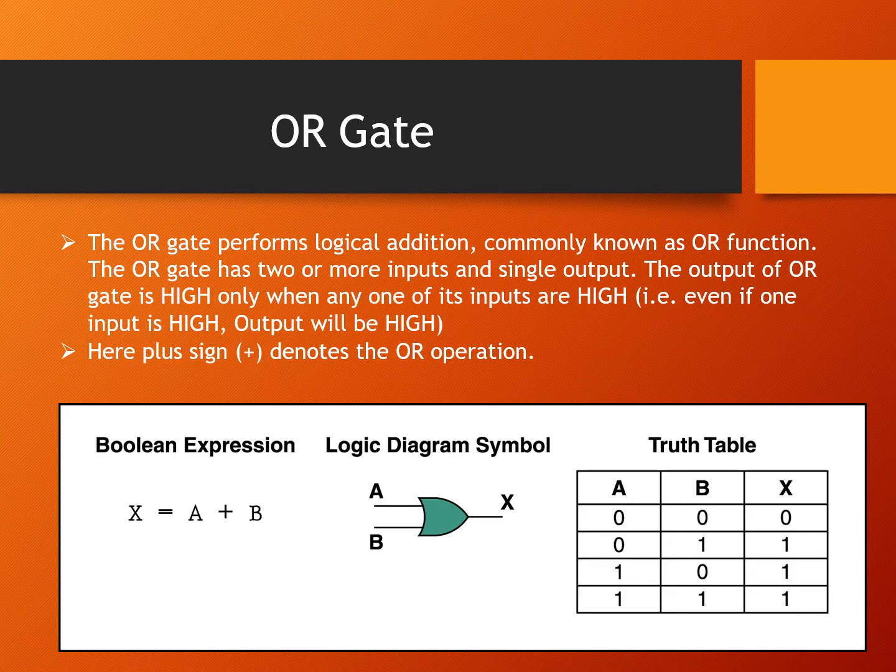The logic diagram for the OR gate is given here. And in the truth table, we have two inputs a and b, and the output x. In this, if any one of the inputs is 1, the output is 1. Here, high represents 1 and low represents 0. We also say positive and negative. Positive represents 1 and negative represents 0.